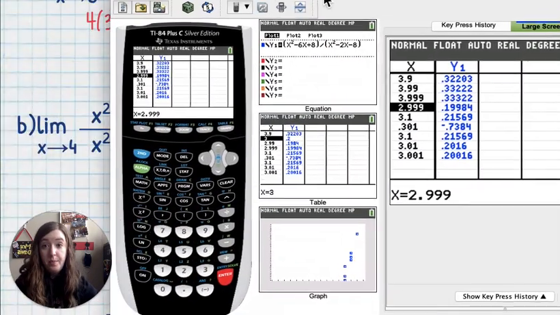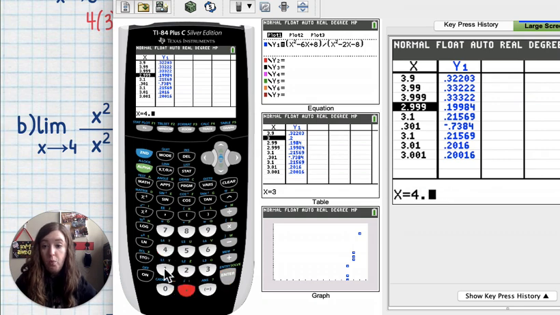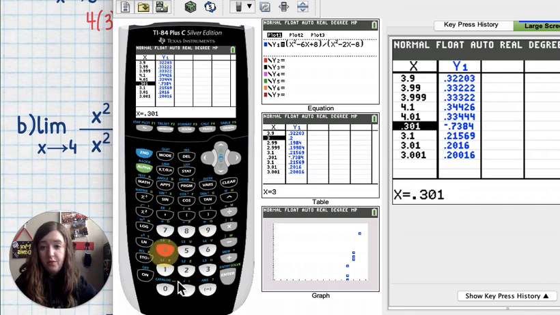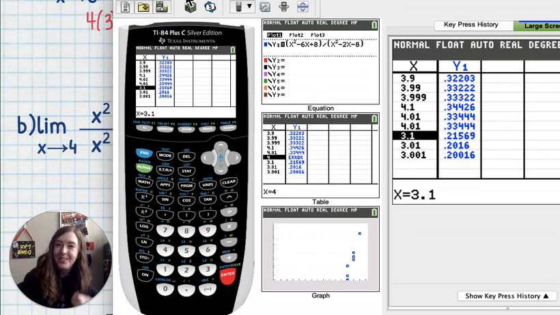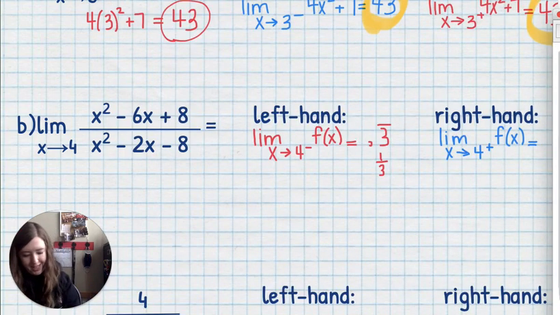So now I'll be plugging in 4.1. A little bit closer is 4.01. A little bit closer is 4.001, and so on and so forth. And we can see here we have 0.344, 0.3344, 0.33444. So we're getting closer and closer and closer to 0.3 repeating, or 1/3.